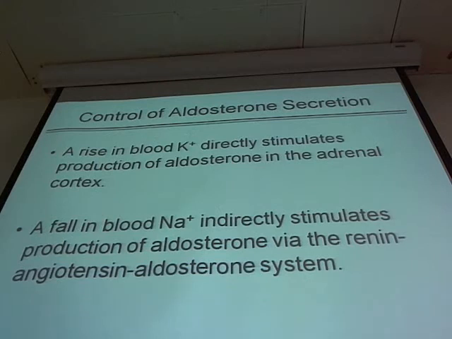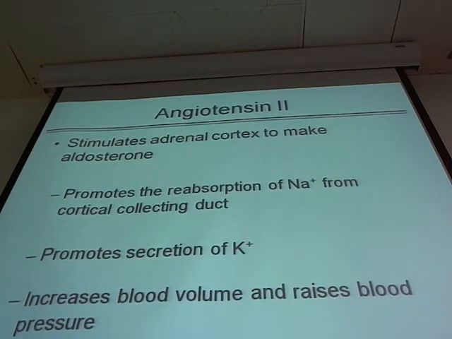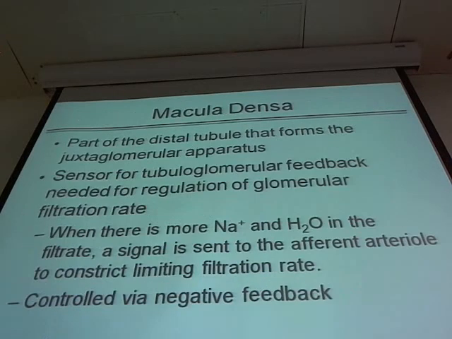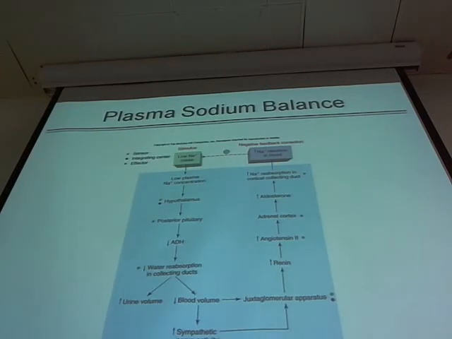Control of aldosterone: no. Juxtamedullary, angiotensin, no. Renin, no. Macula densa, no. Atrial natriuretic peptide, plasma sodium balance, we've already talked about that.